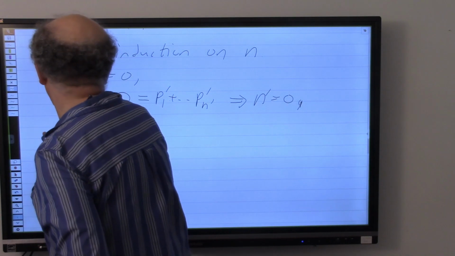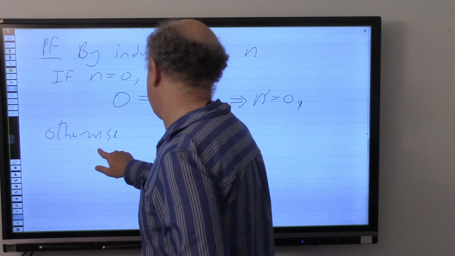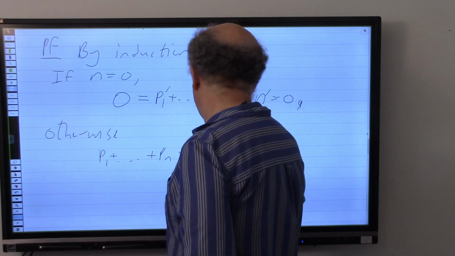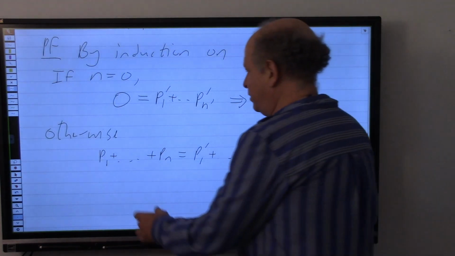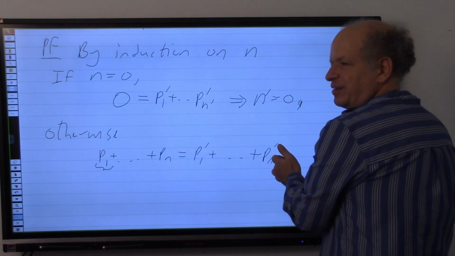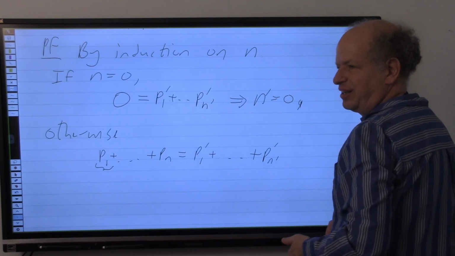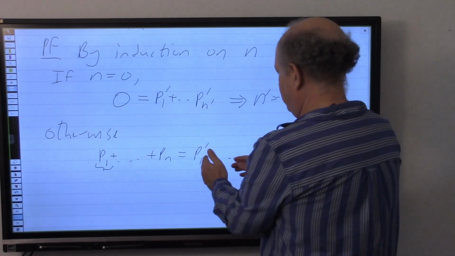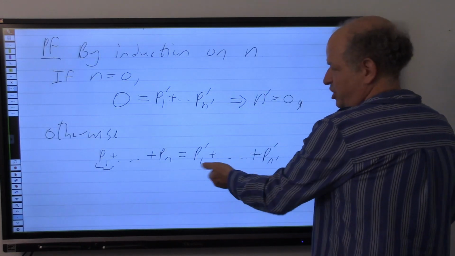Otherwise, consider P1 plus up to Pn is equal to P1 prime plus up to Pn prime prime. And P1 divides the right-hand side. So P1 must divide one of the things on the right-hand side. Because if P1 divides a sum, we've shown that it divides one of the factors. So it either divides this or it divides the rest. And then it must divide one of the terms here, okay?